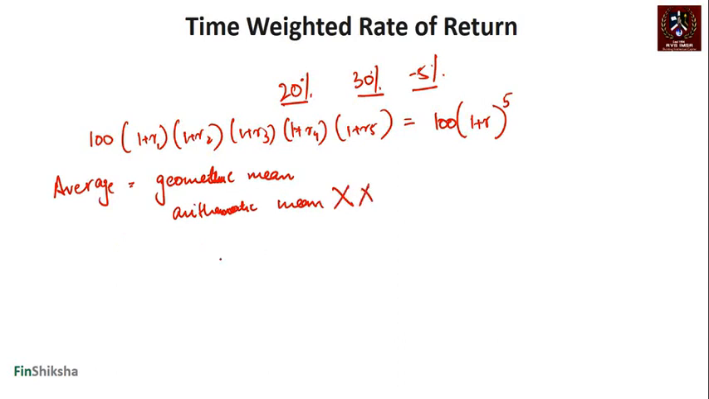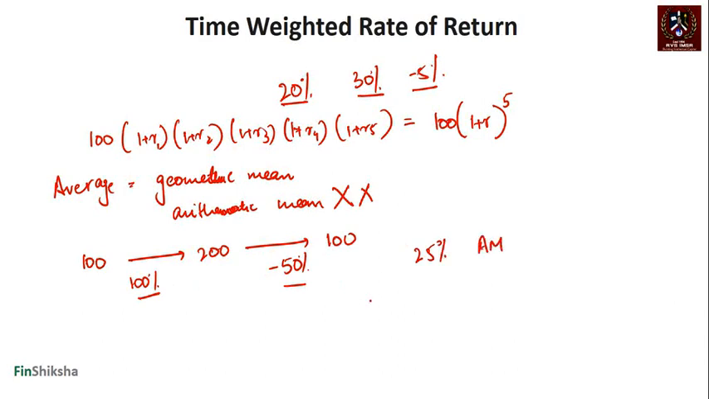Why? Let's say you start with 100 rupees. You make 100% return on this. Where do you go to? You go to 200. On 200 you make minus 50% return. Where do you go to? 100. What is the average return on arithmetic basis? 100 and minus 50 is 50, and that is going to give you a 25% arithmetic mean, right? So it assumes that you're given 25% return, but you started with 100 and you ended with 100. So technically you made 0% return, right?